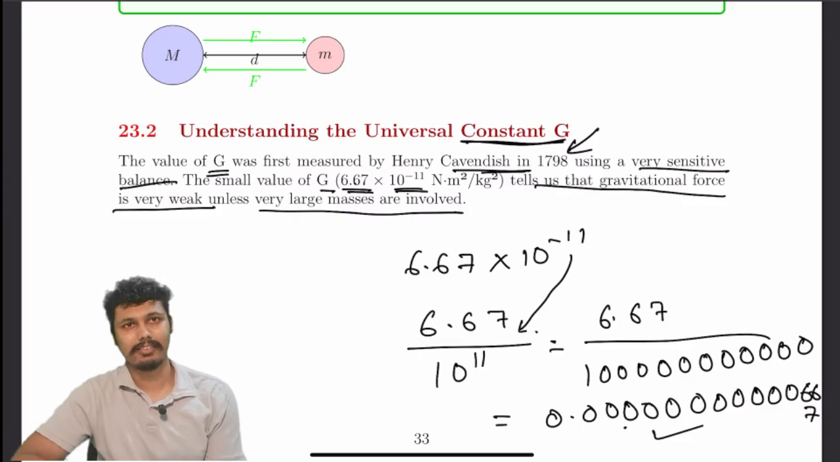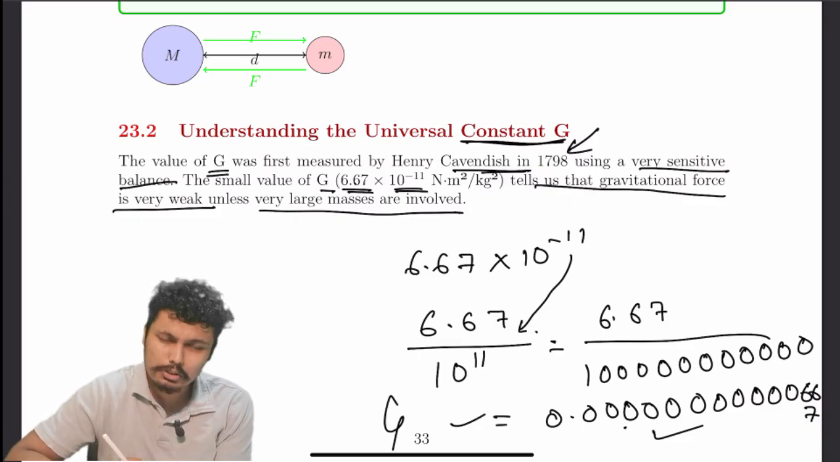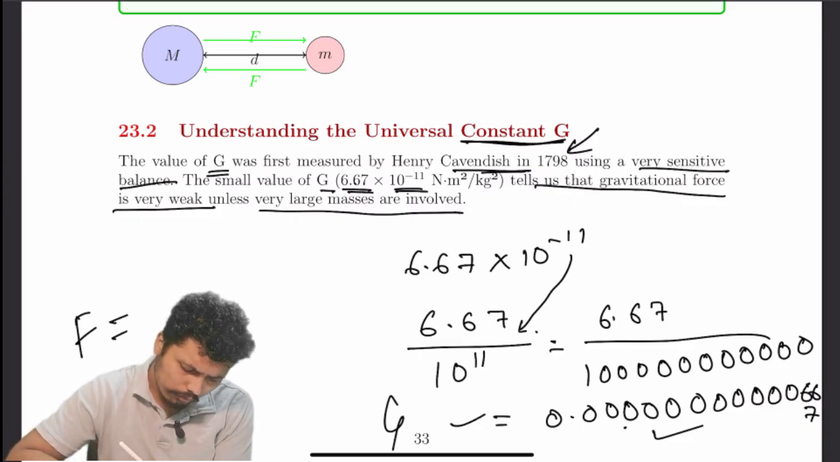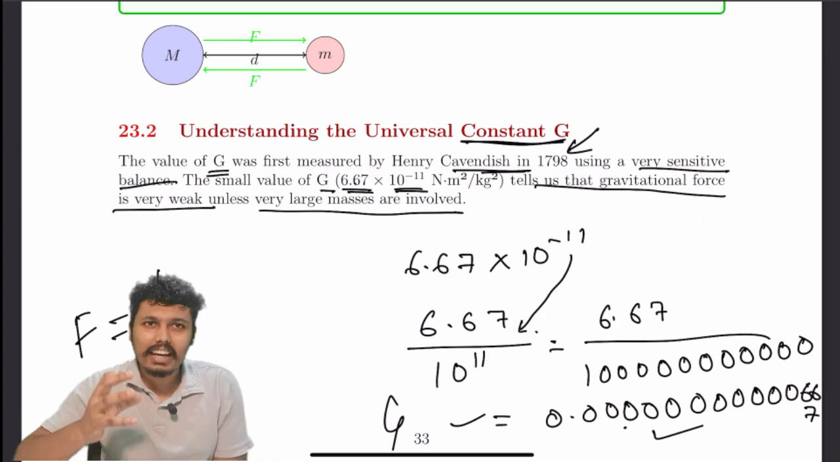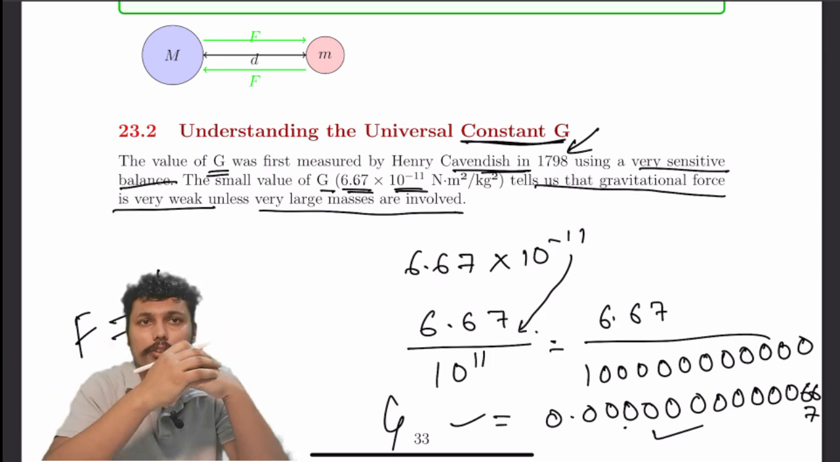Very small. So G is very small. Therefore, the gravitational force also will be very small. So gravitational force is not that strong a force.